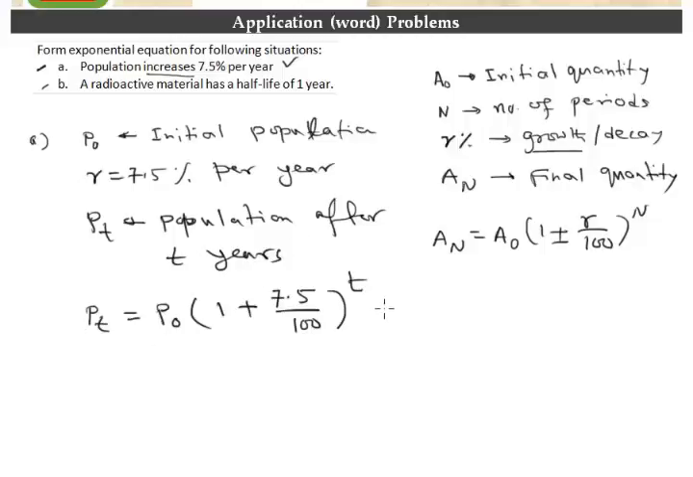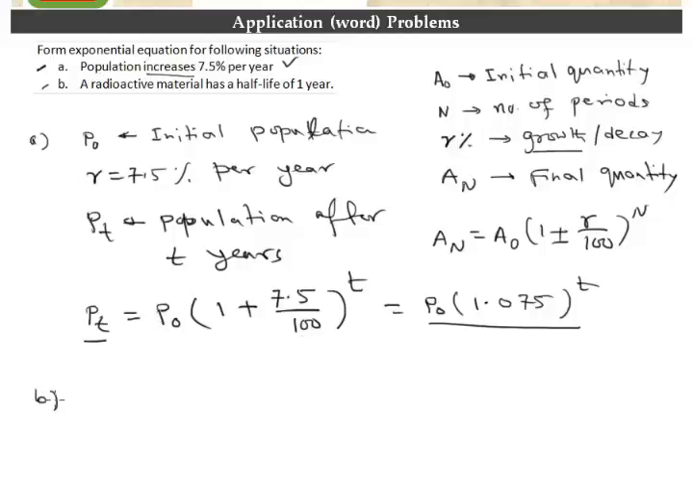Now if we calculate it, 7.5 divided by 100 will be 0.075, and plus 1, so it will be P0 times 1.075 to the power t. So Pt equals this is the exponential equation that represents this scenario.